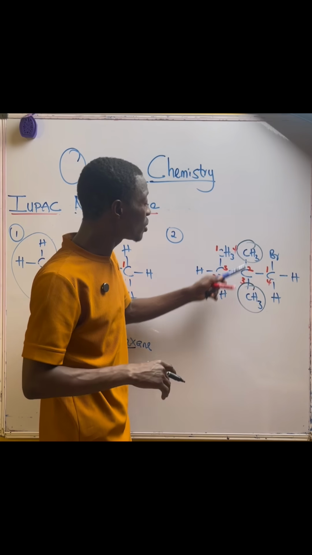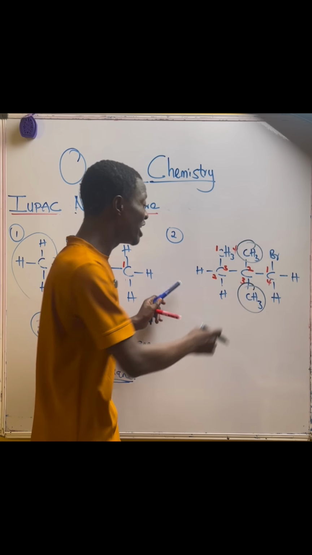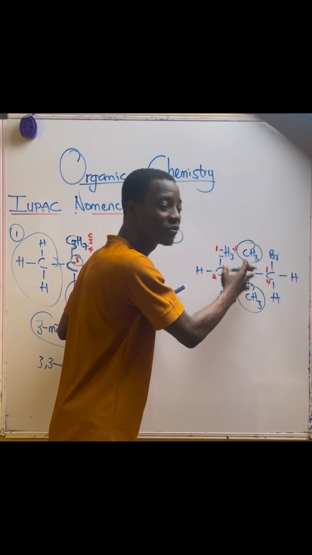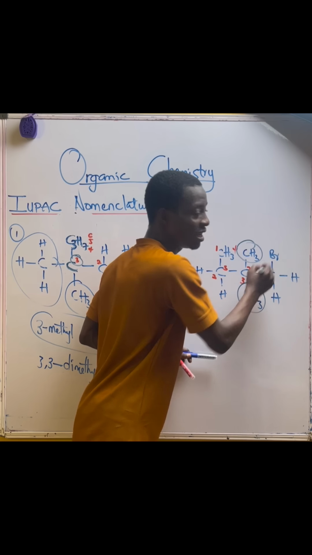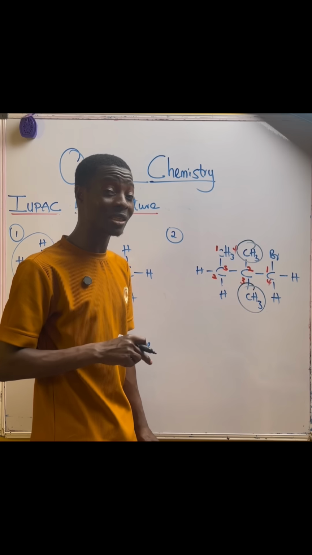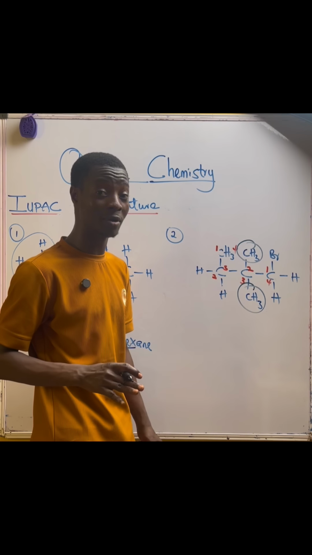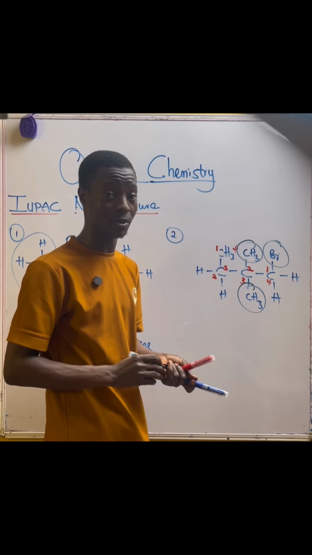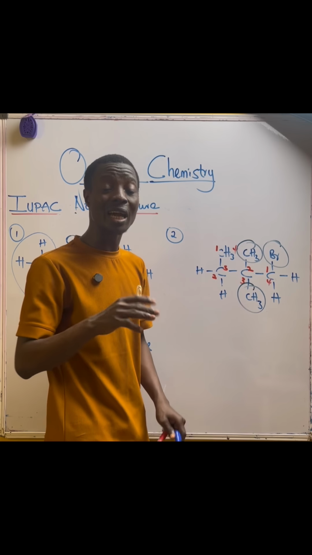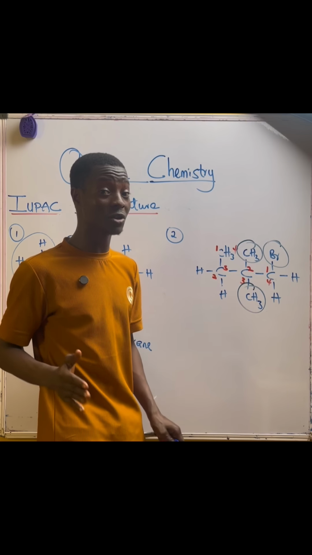So why am I circling these ones? Because they don't have a number on them. Okay, they are not part of the longest carbon chain, and it's as simple as that. Now, this guy here is actually a substituent because it's a non-hydrogen atom, right? Because it's a non-hydrogen atom, we have bromine as a substituent. But this time, the kind of substituent it is actually a functional group.